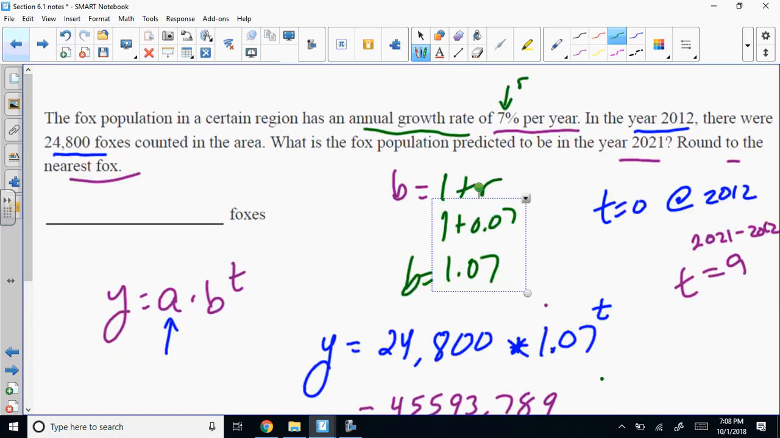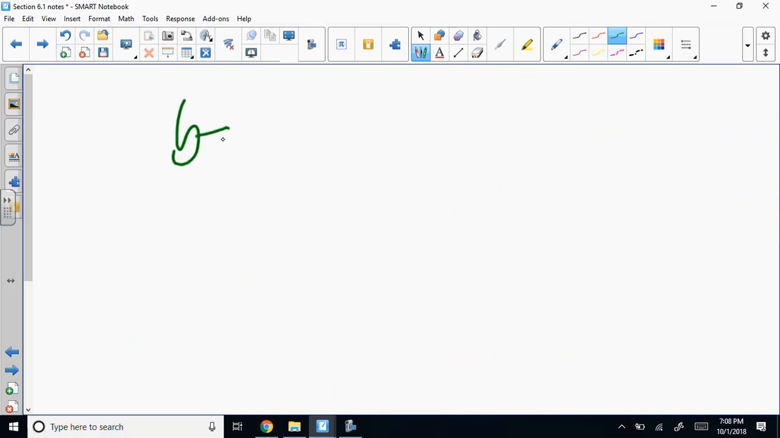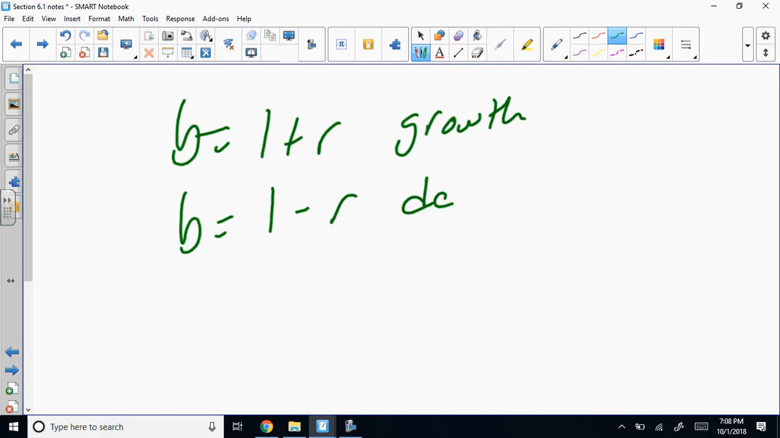All right. So you have B. If it's growth, it's 1 plus R. If it's decay, it's 1 minus R. Like if it's decreasing by 10%, then that would be 1 minus 0.1, which would be 0.9. It's kind of like discounts. It's 30% off. You still got 70% value there, and that's what your base would be.